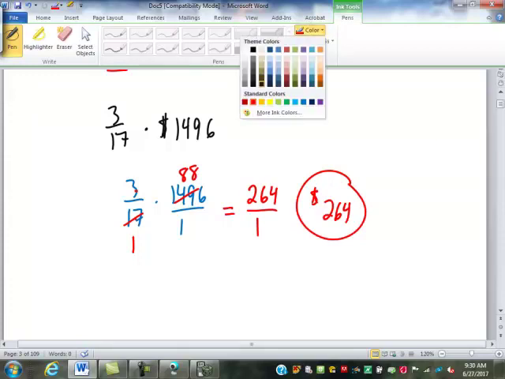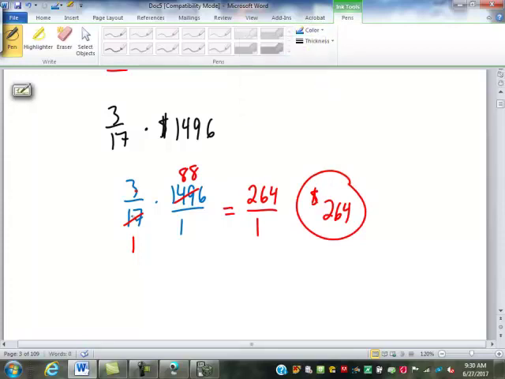Okay. But that's the biggest thing there is looking at that. The only possible thing that could cross cancel is that 17. So you have to check to see if the 1496 divides by 17. If you didn't see that, that one would be a tough one to do.